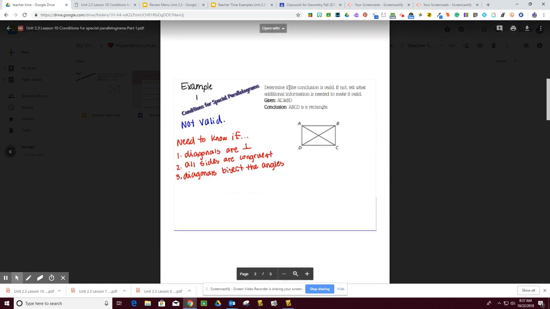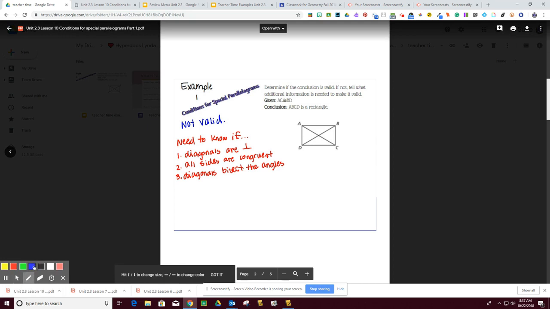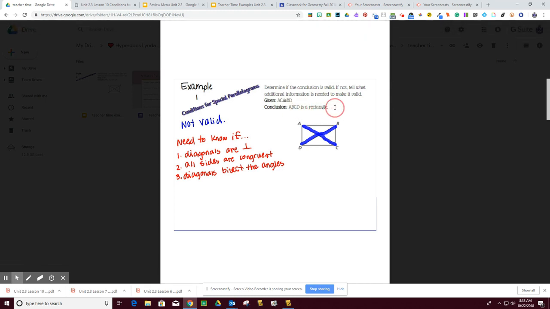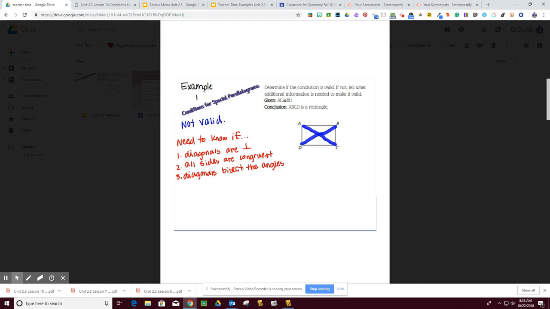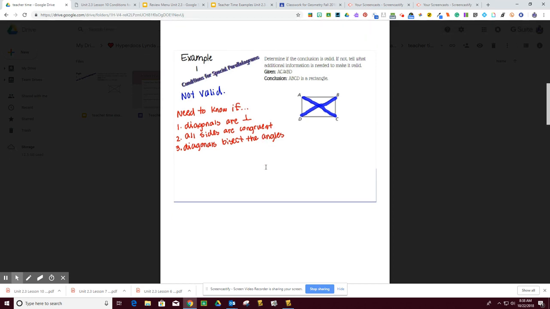So for our first example, it says determine if the conclusion is valid. If not, tell what additional information is needed. So what we know is that AC, which is this diagonal right here, is congruent to BD, but we do not know anything else. Because we don't know anything else, we don't know if it is a rectangle or if it's not. Therefore, it is not valid. What additional information we will need is diagonals are perpendicular, all sides are congruent, or opposite sides are congruent, and diagonals bisect the angles, which we don't know.